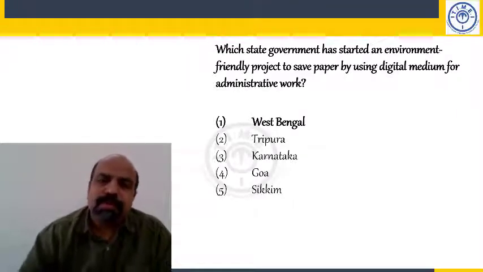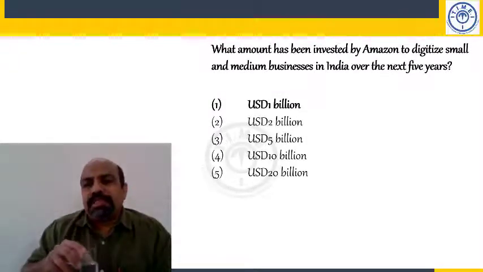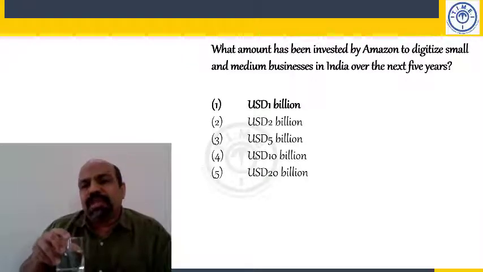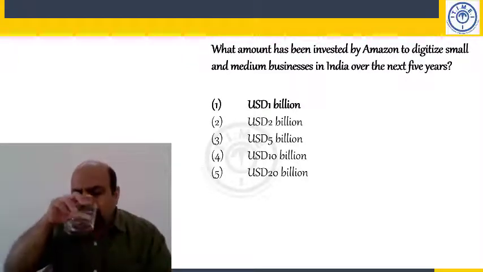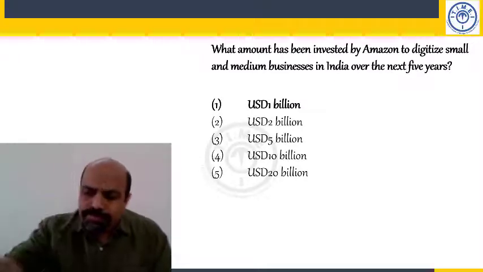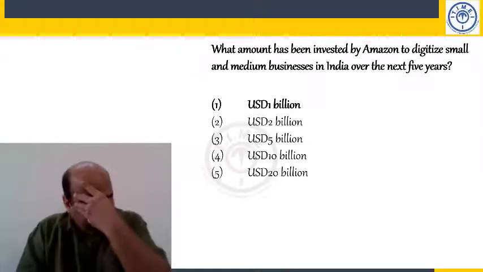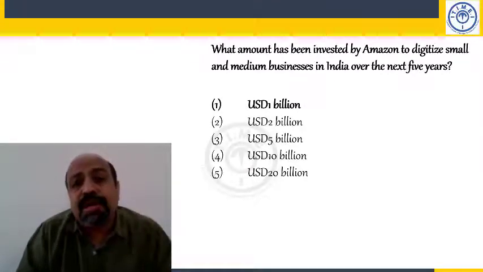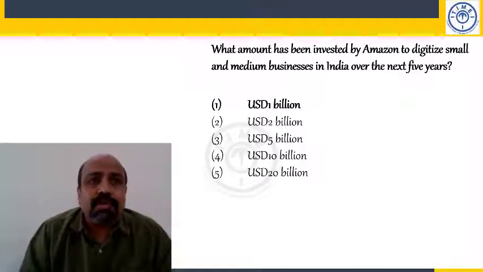Next question. What amount has been invested by Amazon to digitize small and medium businesses in India over the next 5 years? The idea is to invest $1 billion. The company is under a lot of pressure from Flipkart, which is owned by Walmart. Flipkart, you could write Flipkart dash owned by Walmart.